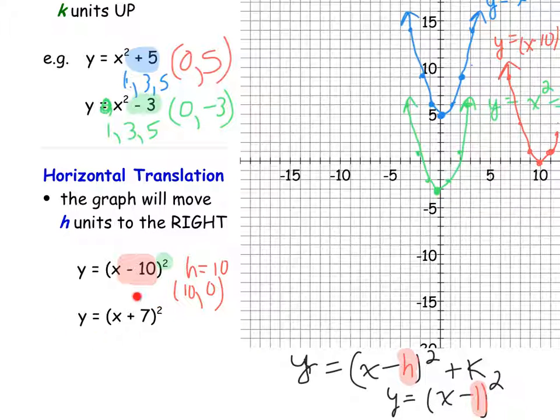All right, so now what I'd like you to do is go ahead and attempt to graph this one right over here, y equals (x plus 7) all squared. And when you're ready, resume the video and we will take it up.